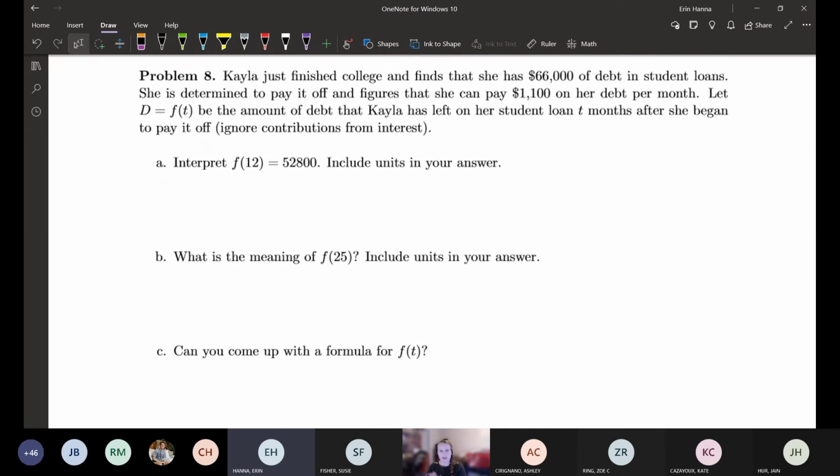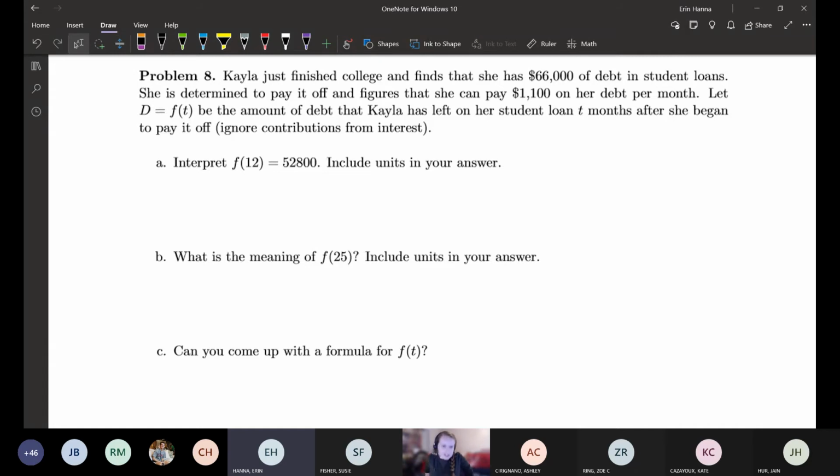So we've got Kayla, who just finished college and finds that she has $66,000 of debt in student loans. Sorry if that's an unfortunate thing to think about. She's determined to pay it off and figures she can pay $1,100 of debt per month. She must have a great job. Let D equals F of T be the amount of debt that Kayla has left on her student loan T months after she began to pay it off.